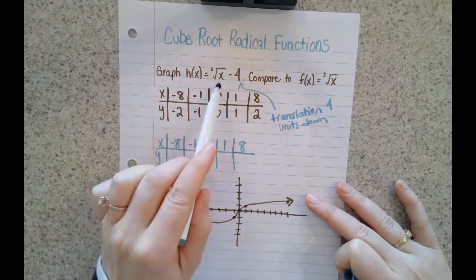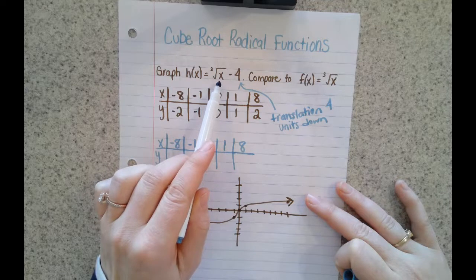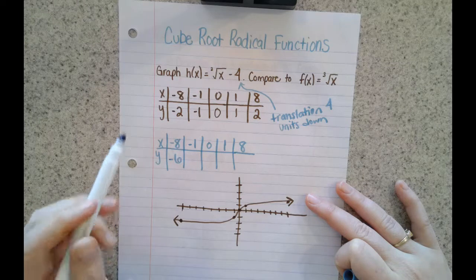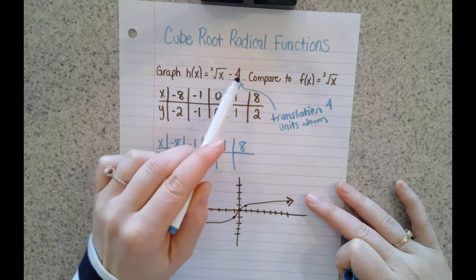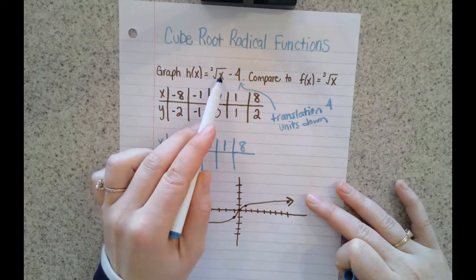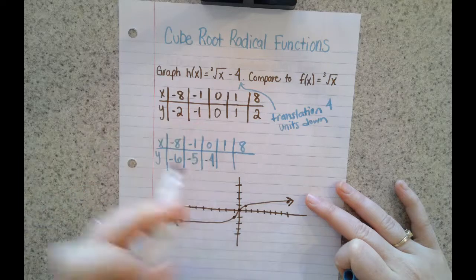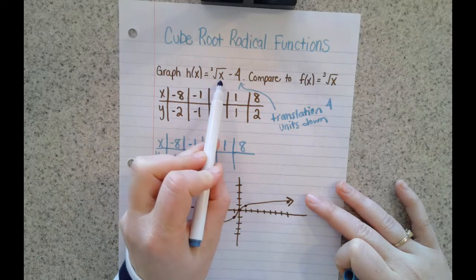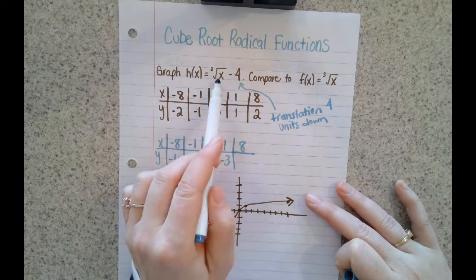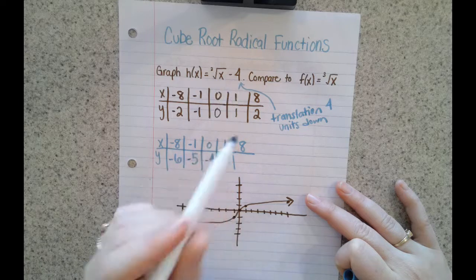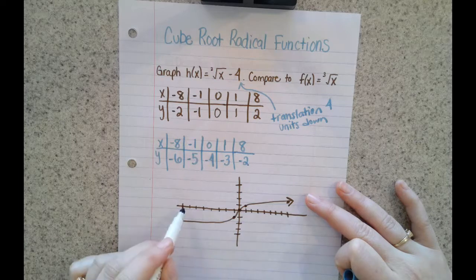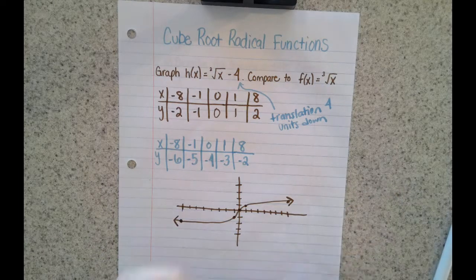The cube root of negative 8 is negative 2. Negative 2 minus 4 is negative 6. The cube root of negative 1 is negative 1, minus 4 is negative 5. The cube root of 0 is 0, minus 4 is negative 4. The cube root of 1 is 1, minus 4 is negative 3. And the cube root of 8 is 2. 2 minus 4 is negative 2. When I go to graph these points, negative 8, let me add some more points here.